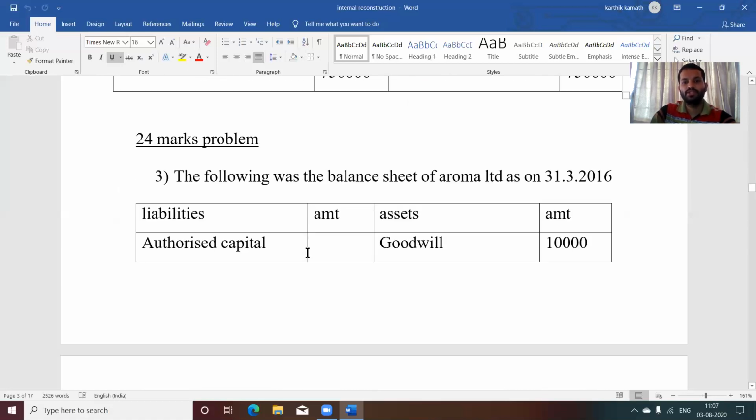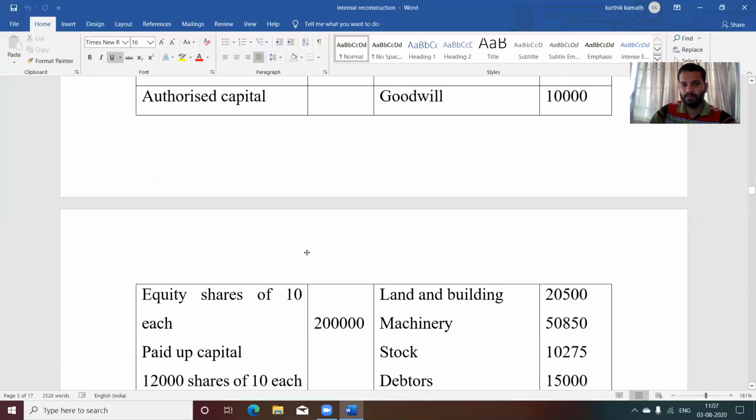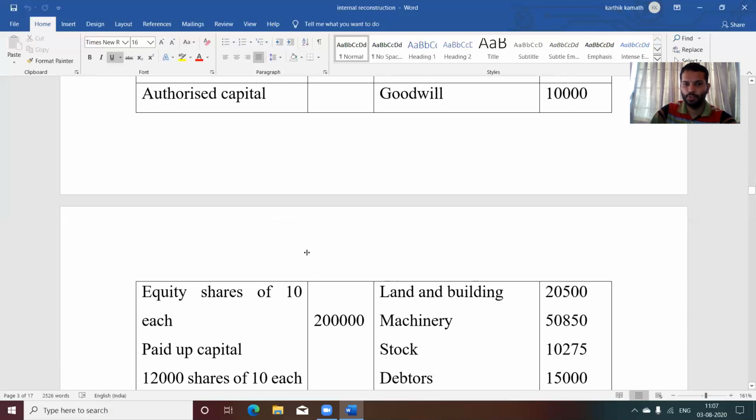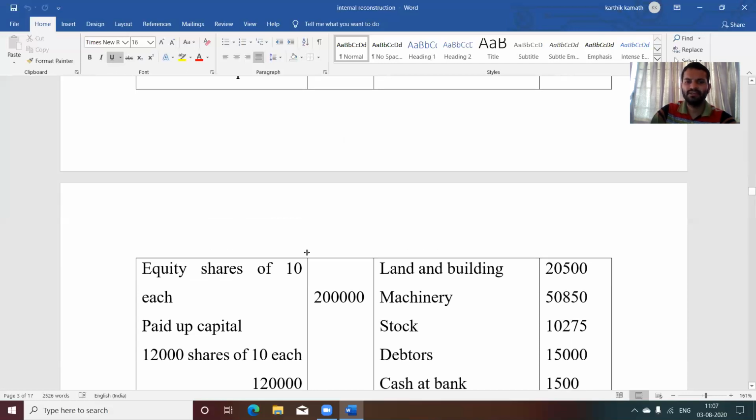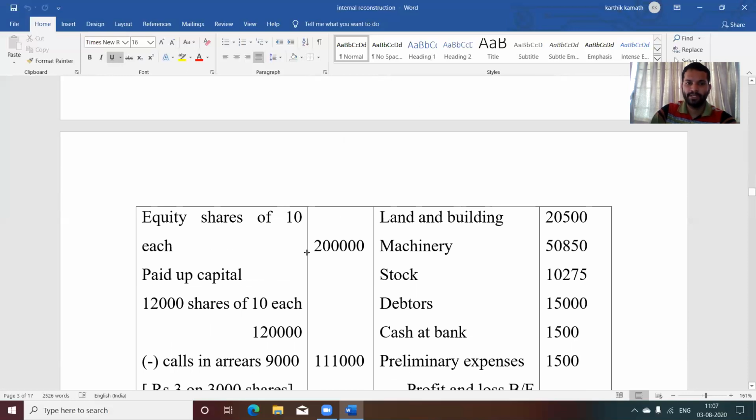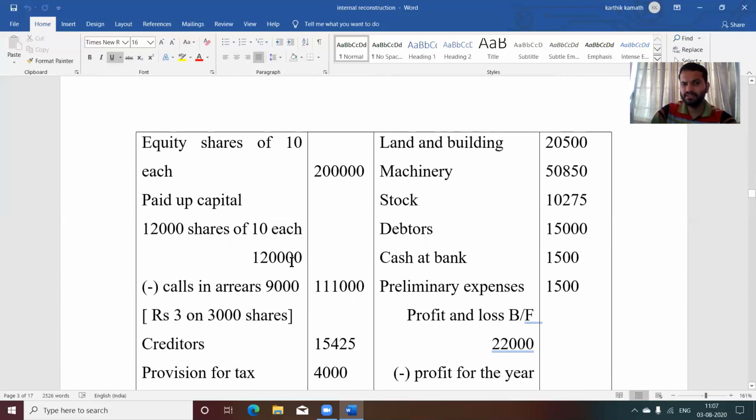The following was the balance sheet of Aroma Limited as on 31st March 2016. On the liability side, authorized capital, equity shares of 10 each, 2 lakh is given. Similarly, there is paid up capital, 12,000 shares of 10 each, that is 1 lakh 20,000. But there is one adjustment: minus calls in arrears. Calls in arrears 9,000, that is 3 rupees unpaid. What do you mean by calls in arrears? That is unpaid money, 3 rupees on 3,000 shares. So 1 lakh 20,000 minus 9,000, 1 lakh 11,000.